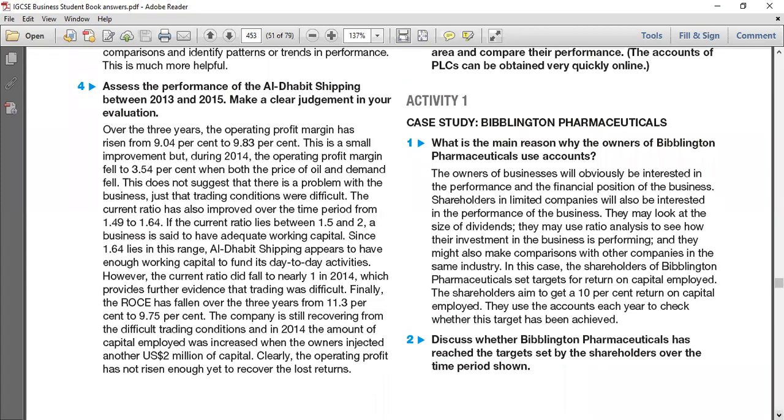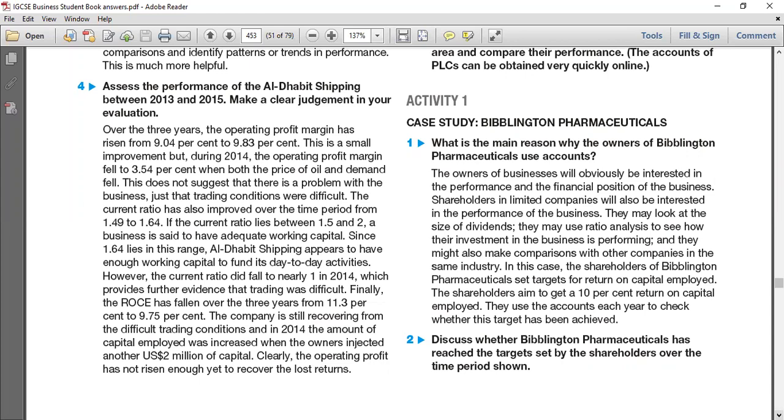Yes. Assess the performance of Al-Dhabit Shipping between 2013 to 15. Make a clear judgment in your evaluation. Over the 3 years, the operating profit margin has risen from 9.04% to 9.83%. This is a small improvement, but during 2014, the operating profit margin fell to 3.54% when both the price of oil and demand fell. This does not suggest that there is a problem with the business, just that trading conditions are difficult.